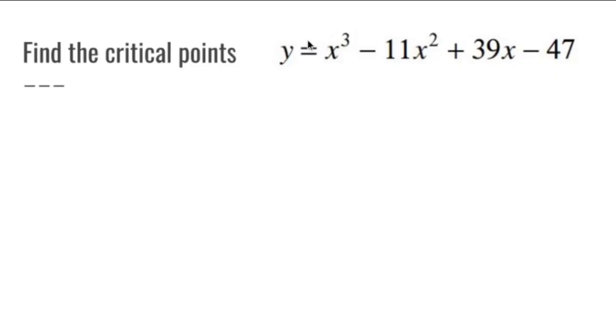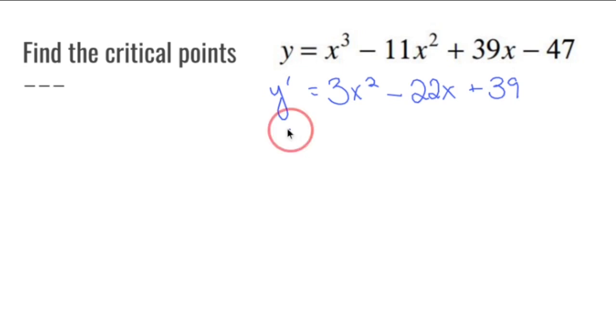Find the critical points of y equals stuff. All right, the way you find critical points is you take the derivative and then set that equal to 0. So let's take the derivative, y prime. Y prime is going to equal 3, drop it down, x, turn that into a 2, minus, drop the 2 down, make it a 22, x to the regular x, plus 39, and that's it. Now I have to set it equal to 0.